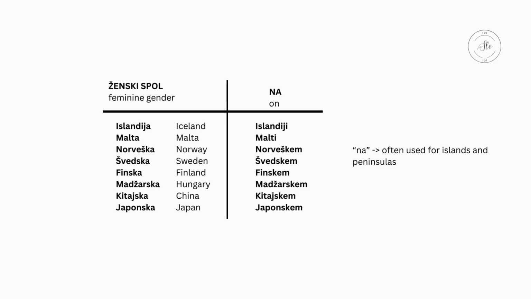Let's look at some examples where we use the preposition na, which means on. Na is often used for islands and peninsulas, but not necessarily. Let me read through our examples. Islandija, na Islandiji. Malta, na Malti. Norveška, na Norveškem. Švedska, na Švedskem. Finska, na Finskem. Madžarska, na Madžarskem. Kitajska, na Kitajskem. Japonska, na Japonskem.